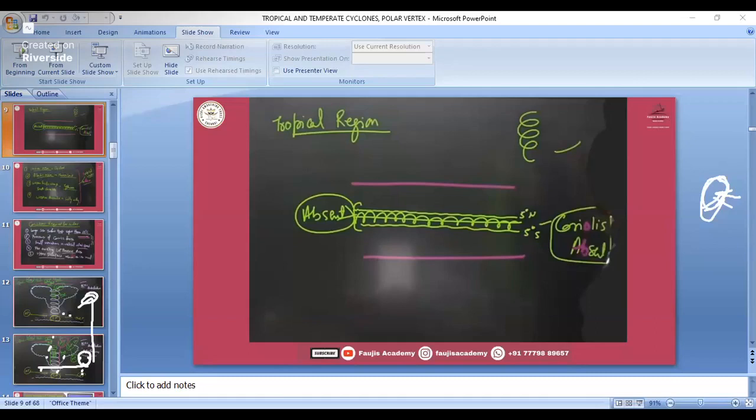So we saw that this particular part is the calm area. That means it will have light winds and fair weather. There is little or no precipitation and the sky is clear in this part, in the eye area. Precipitation means that rainfall is coming down.